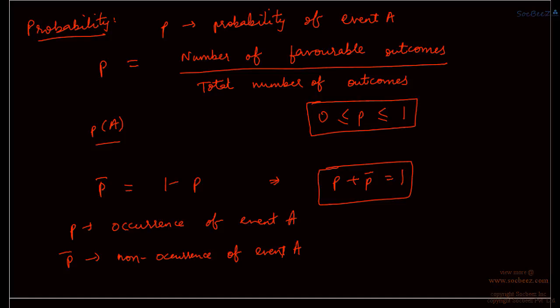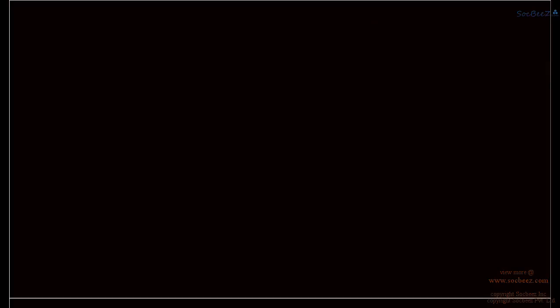0 means the event is an impossible event. The event will never occur, right? So if I roll a dice and my event is getting the number 8, I'm sure that will never occur. So that comes under an impossible event, and the probability is always 0. Moving on.